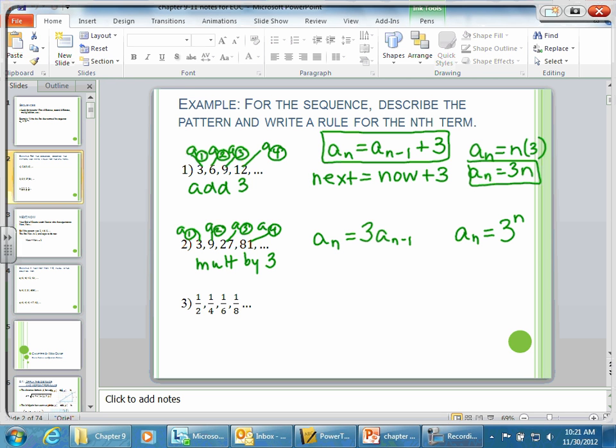3 to the second is 9. 3 cubed, 27. 3 to the fourth, 81. And again, if we're doing the next now, then the next would be equal to 3 times the now. Okay, this next one's a little bit trickier.